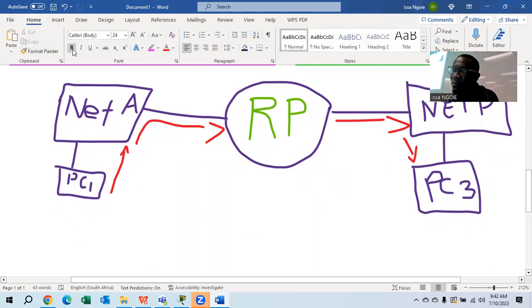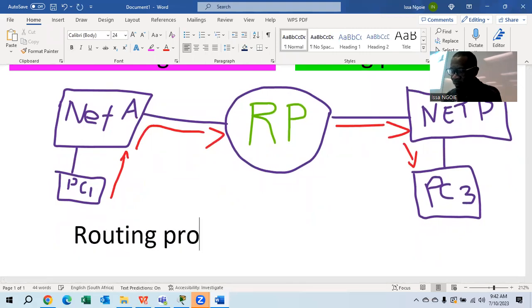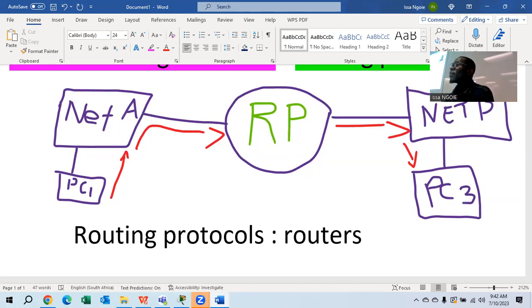Now remember, guys, when we are talking about routing protocols, you have to understand that we are talking about routers, right? So when we are talking about routing protocols, we are referring to routers because it's only routers that can connect networks. So routing protocols will run where? On your router, right? So you have to configure routing protocols on your router, right?